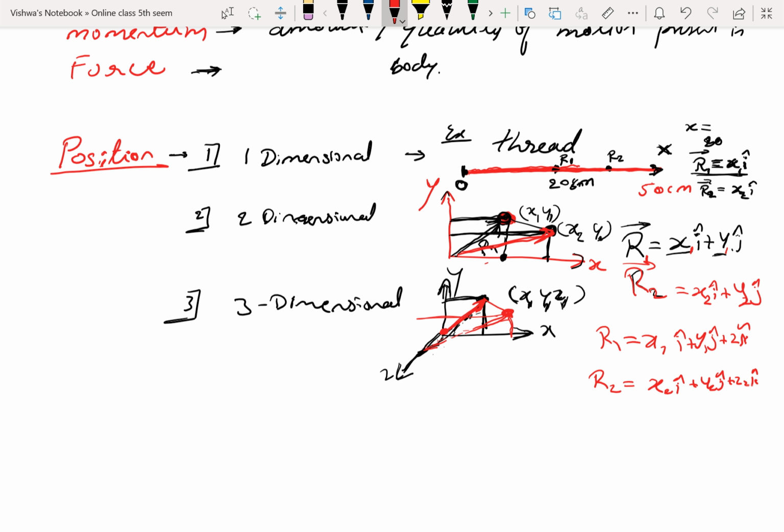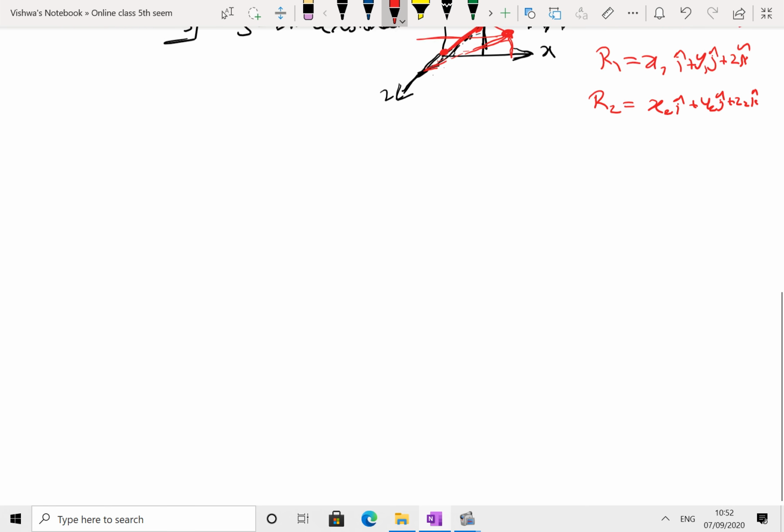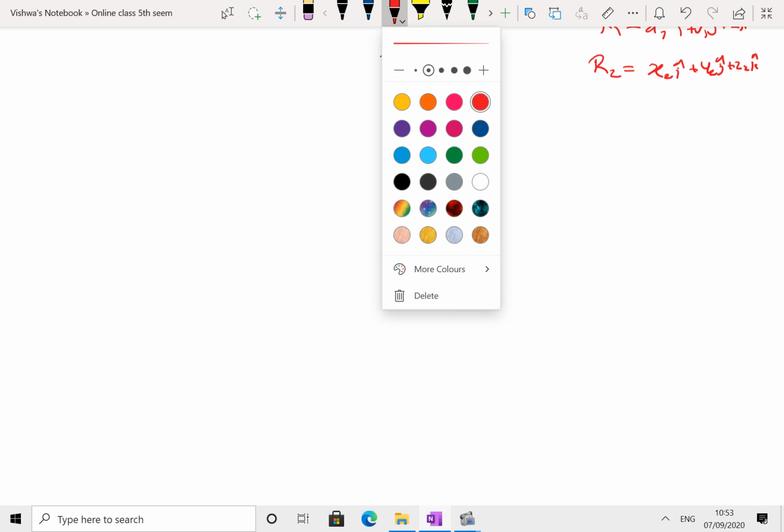So using these positions, now we can define the different terms, rest, motion, velocity, displacement. Like that we can define using these vector notations. So now, rest.